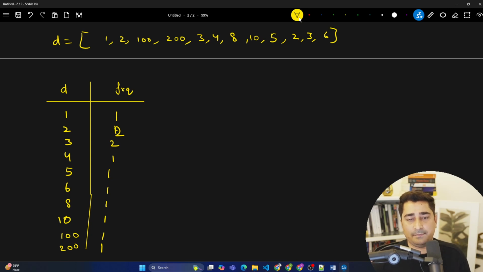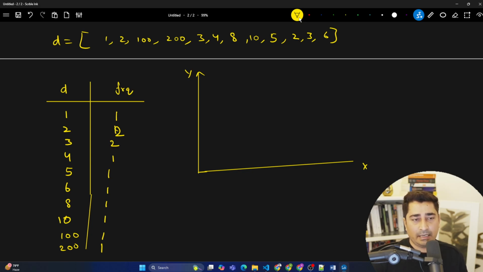Now just do one thing. Let's try to plot a graph. So we have a x-axis and then we have a y-axis. So here we are going to plot a 2D graph. On x-axis, we are going to keep our data set, and on y-axis, we are going to keep this frequency part. So on y-axis, we'll be having a frequency, and on x-axis, we'll be having our data set.